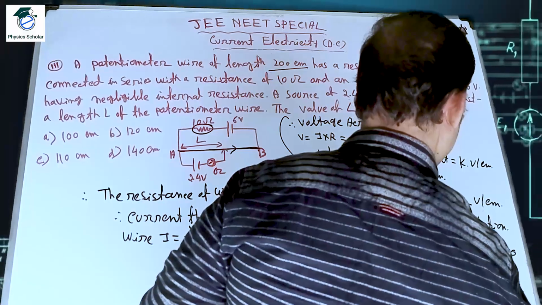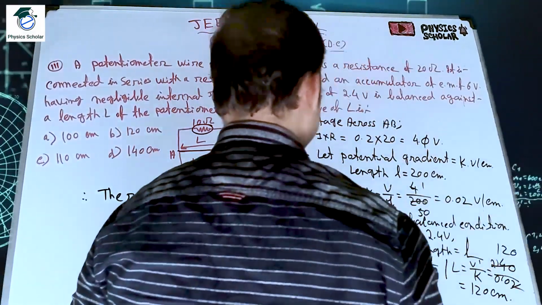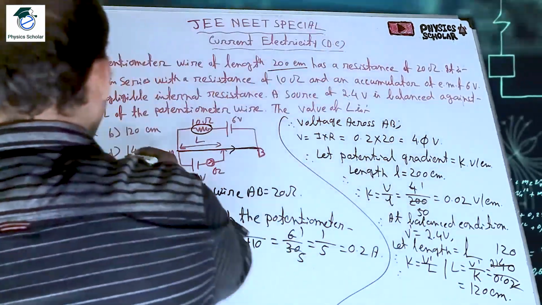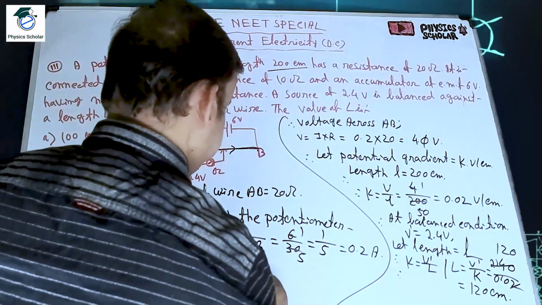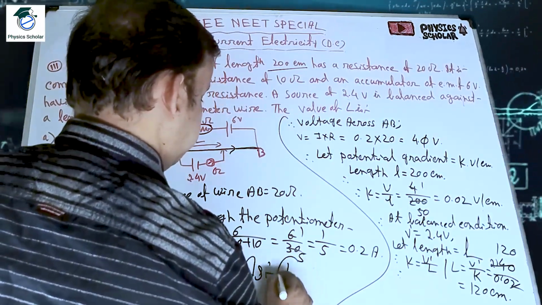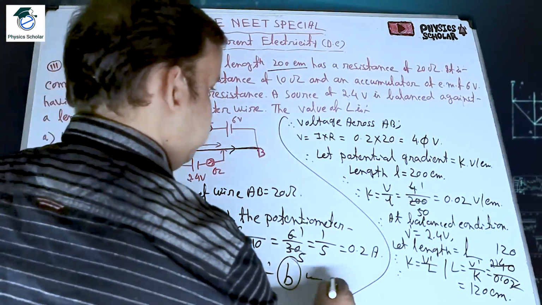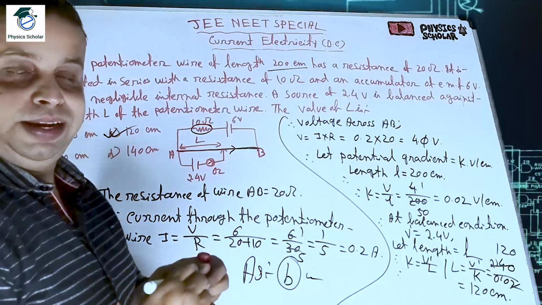Is equal to 120 centimeter. Clear? So 120 centimeter. That means option number B. So the answer will be option number B. Clear? That will be your answer. Okay, so I am explaining it once again.